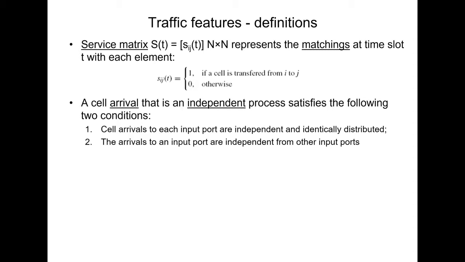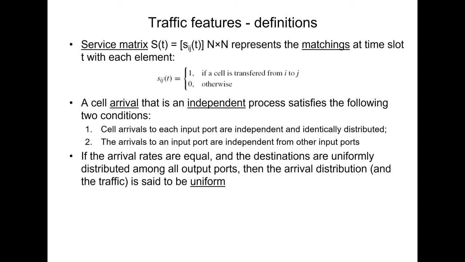Cell arrival is an independent process that allows to satisfy two conditions. Cells at the input ports are independent and identically distributed, and the arrivals at an input port are independent from other input ports. And if the arrival rates are equal, so that destinations are uniformly distributed, it means that each cell has an equal probability to be destined to a certain output port. The traffic is also said to be uniform.